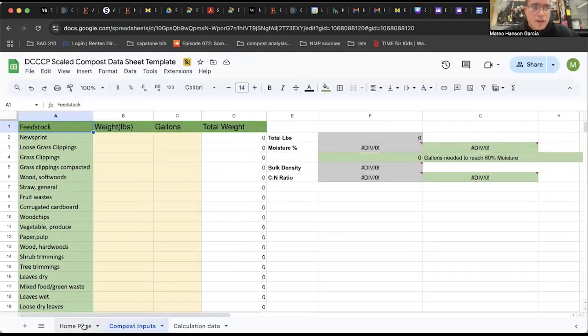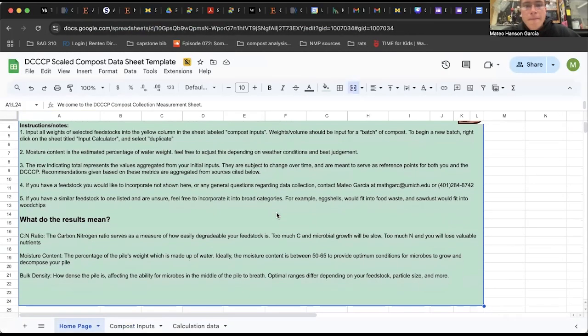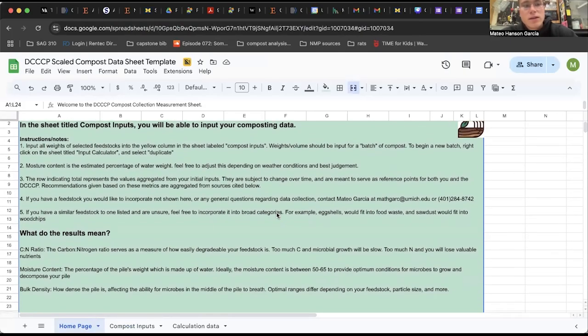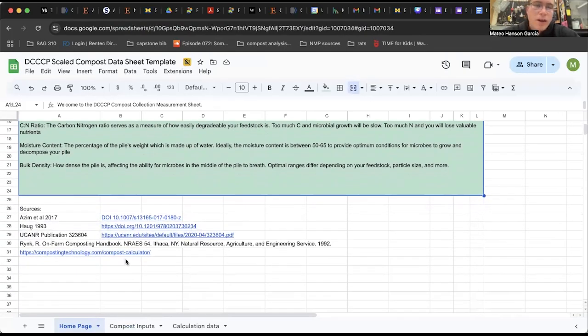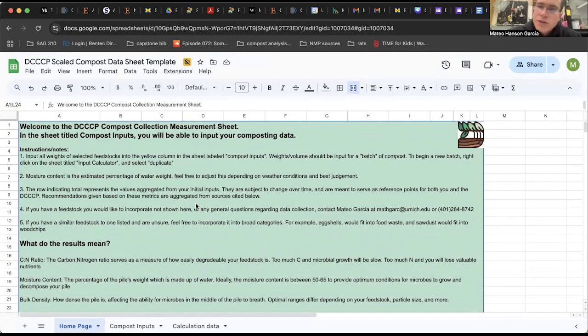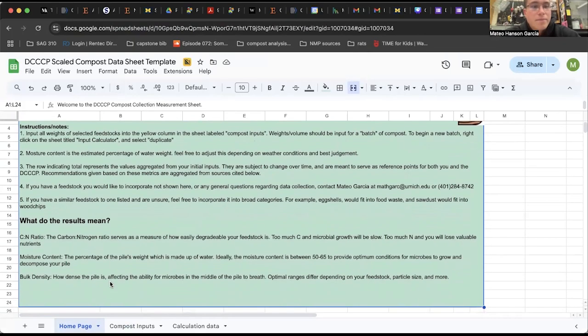And for that, we find ourselves at this data sheet. There are links attached to the bottom with more technical information, but this first sheet here, it just has some instructions, some notes. I would recommend reading them. And then a little bit of content about what the results mean as we put our stuff into the calculator.